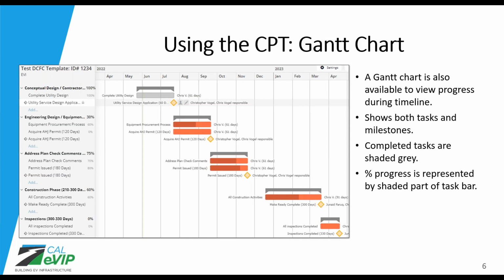Completed tasks are shaded gray. So for example, in this one, we can see that the utility design is complete in the upper left, and therefore it's gray. You also have the option to indicate percentage progress. So for example, if a thing's not complete, but is 75% of the way, you do have the option to indicate that, and it will show up in this Gantt chart with a darker shading with the percent progress complete.